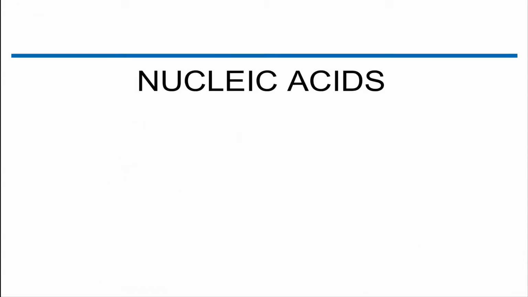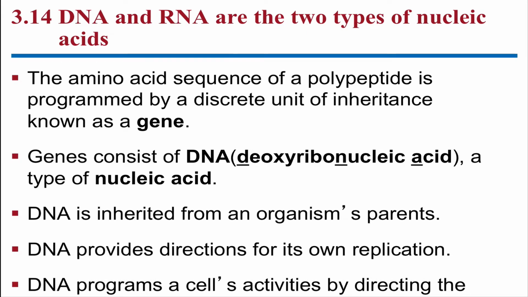Next part, we move on to our nucleic acids. The amino acid sequence of a polypeptide is programmed by discrete units of inheritance that we know as genes. Genes are made up of DNA, which stands for deoxyribonucleic acid. It's a type of nucleic acid. DNA gets inherited from an organism's parents. So in the case of humans, we get one set from our mother, another set from our father.